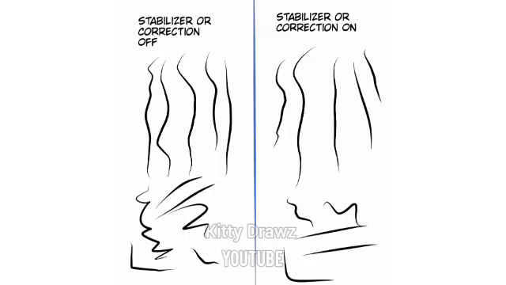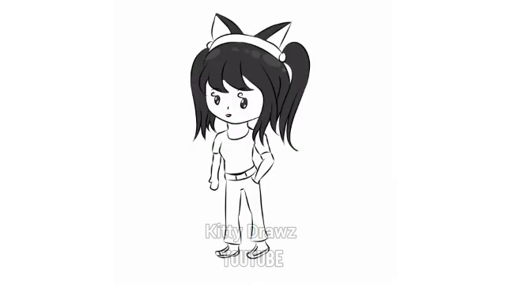For example, as you can see in this picture, the left one is with the stabilizer on and the right one is with the stabilizer off. As you can see, the left one is shakier than the right one, so that's the difference. Basically the stabilizer makes our lines more confident, cleaner and smoother. So turn on your stabilizer.